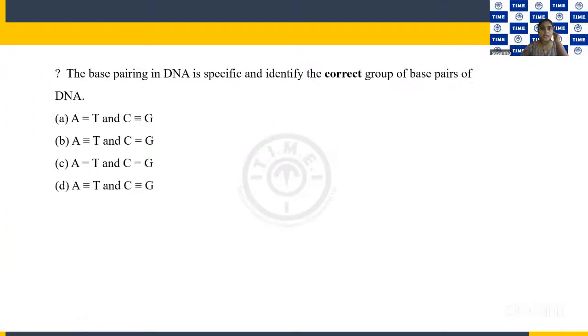The base pairing in DNA is specific. Identify the correct group of base pairs of DNA. So base pairs of DNA means we have nitrogenous bases adenine, thymine, guanine and cytosine coming in. So adenine via two hydrogen bonds is paired to thymine, and cytosine via three hydrogen bonds is bonded to guanine. So this is the correct statement. Okay, rest of it is wrong. Either they have mistaken the number of hydrogen bonds.